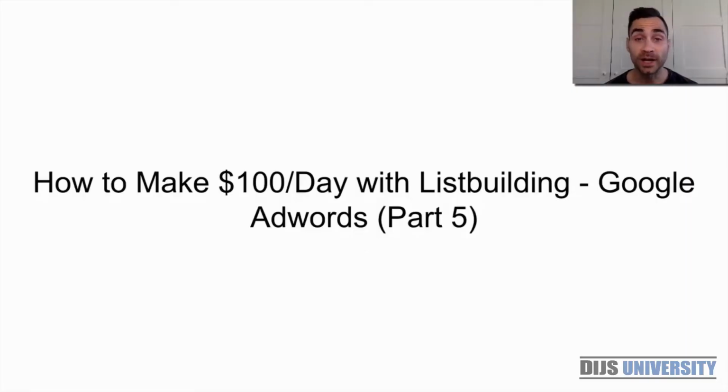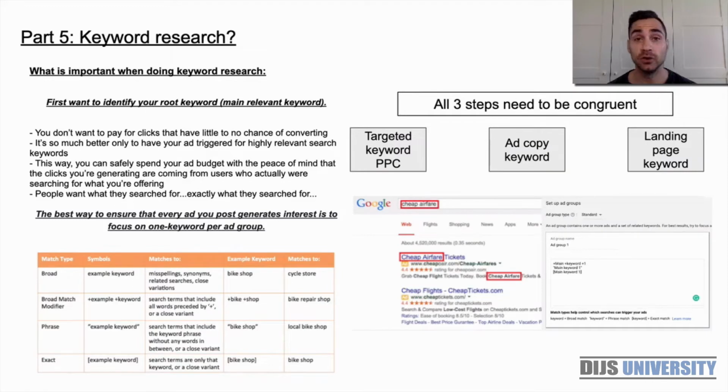Hey to everyone, and welcome back to our series showing you how to make $100 per day with list building by using Google Adwords. And like I mentioned before, today's topic is keyword research. So I'm gonna just share a couple of bullet points, what is important and how we're gonna actually structure our lead magnet campaign by using ad groups, and especially focusing on one main keyword, a keyword relevant to your ad copy. So let's jump to the first slide and have a look at a couple of points and how we're gonna structure this part.